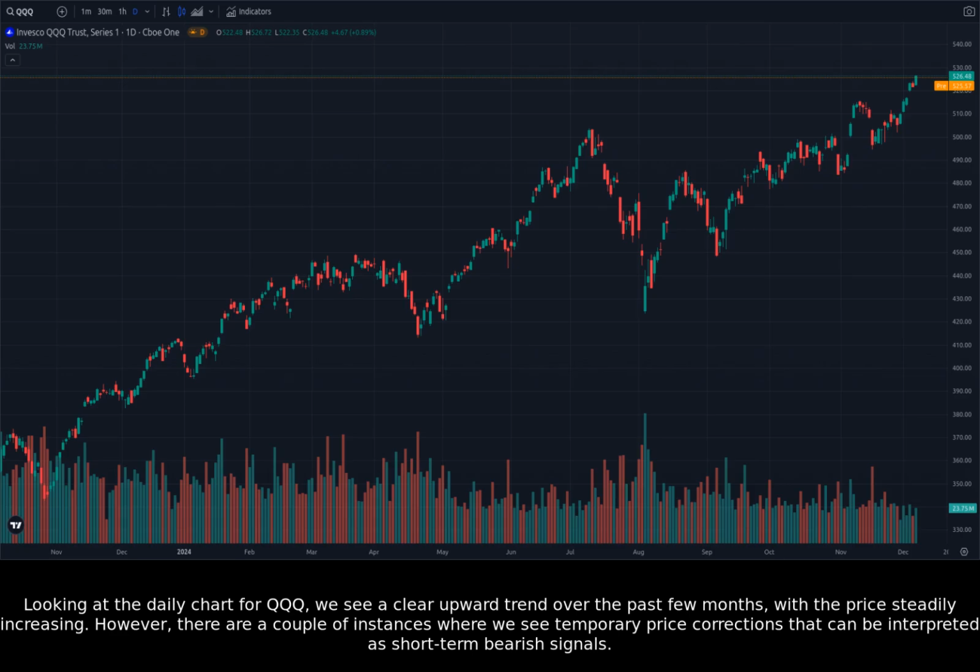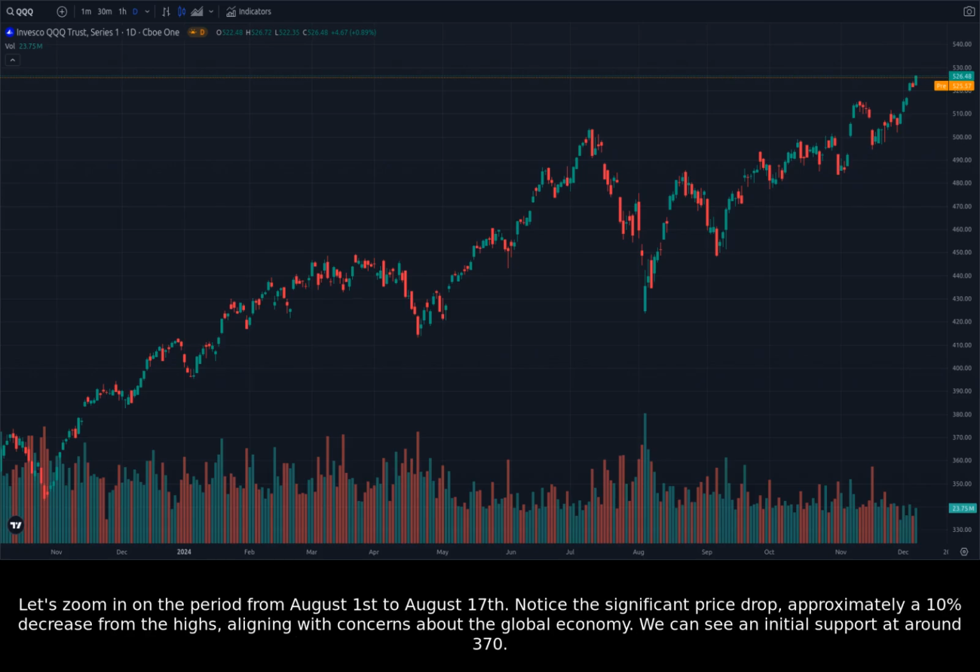Looking at the daily chart for QQQ, we see a clear upward trend over the past few months, with the price steadily increasing. However, there are a couple of instances where we see temporary price corrections that can be interpreted as short-term bearish signals. Let's zoom in on the period from August 1st to August 17th.